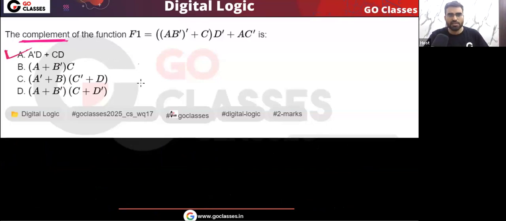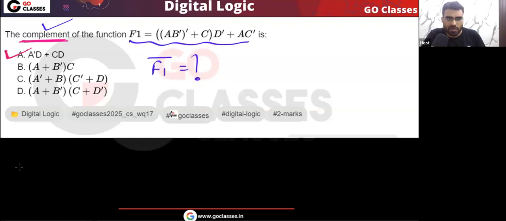Answer will be option A. Is this point clear? Very simple question. The function f1 is given to you, but the question is asking for the complement. Remember, the question is not asking f1. The question is asking what is f1 complement. You just find f1 complement. F1 is already given to you.